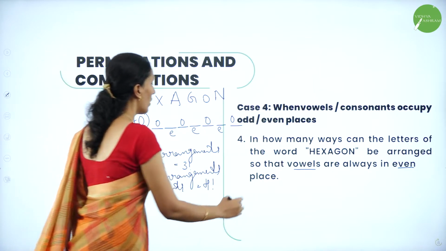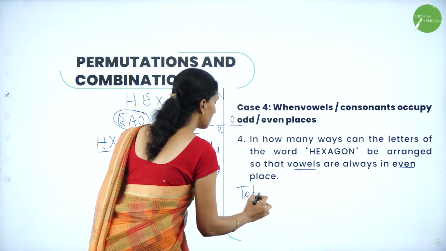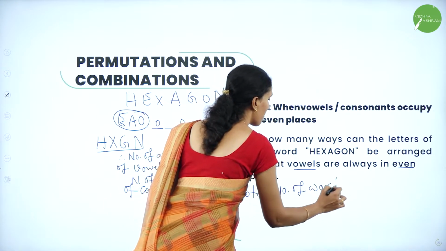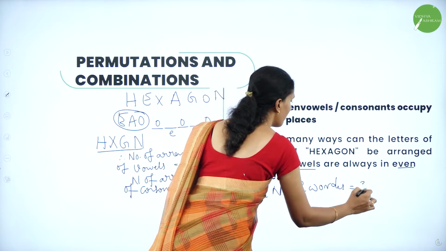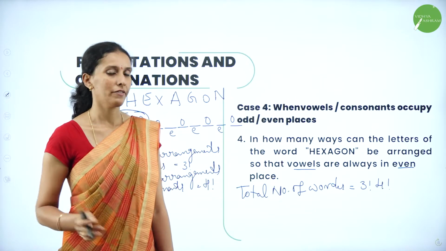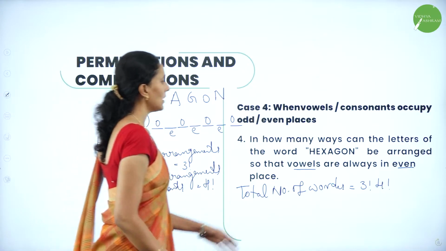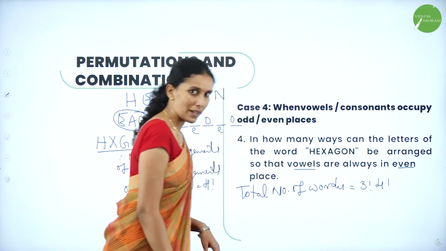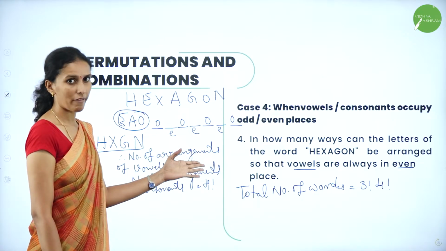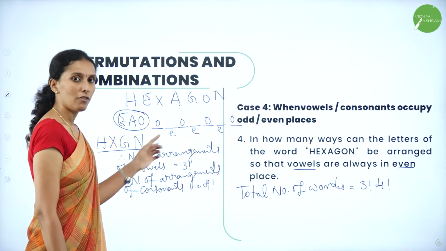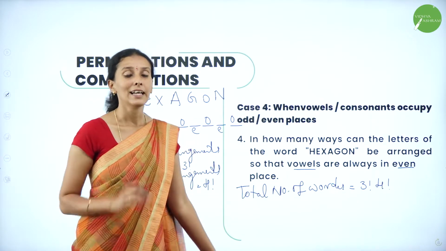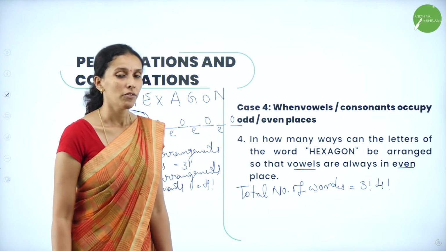So therefore, what happens to the total number of words here? My total number of words will be 3 factorial into 4 factorial, or 4 factorial into 3 factorial. Okay, so remember, all the vowels should occupy even places. So there are only 3 places, 3 different letters, so 3 factorial. 4 different consonants, 4 different places, so 4 factorial. So therefore, total number of words is 3 factorial into 4 factorial.